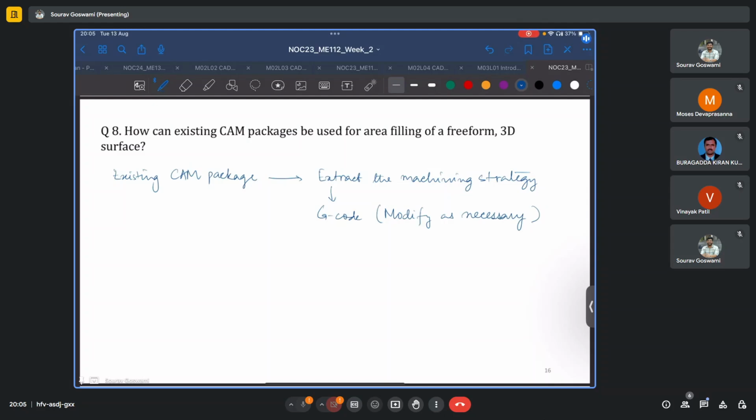And essentially, what we are doing is the original CAM package is geared towards removal of material.